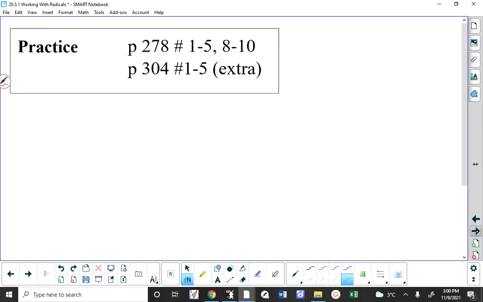Again, I don't want this one in here. For practice, there's a section on page 278, which kind of covers the basics. Well, it's all basic stuff. On page 304, I've got 1 to 5, but you can make a note that that's just extra. If you need extra practice, that's what you can look at doing.